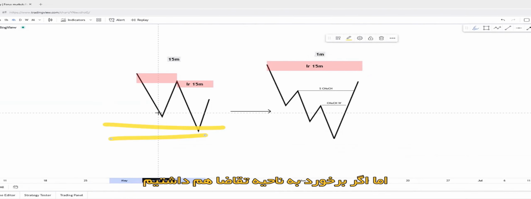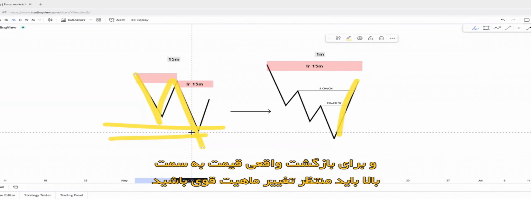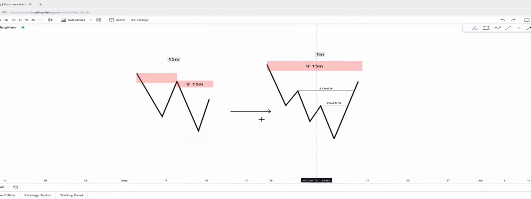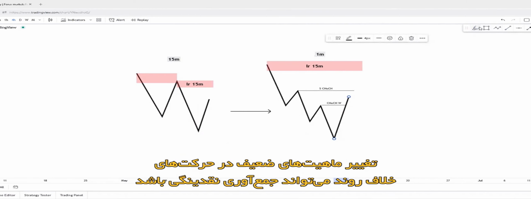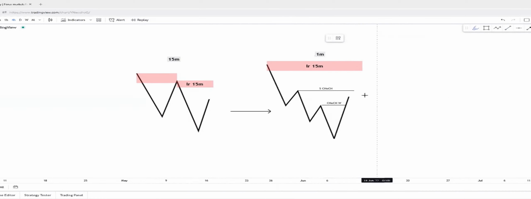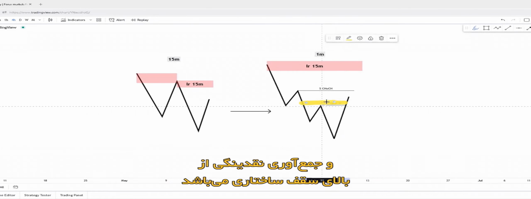But even if there was any demand tap, you still have to wait for a strong change of character, because the main trend is bearish. And you have to wait for a strong change of character in order to really reverse price to the upside, because there's a high probability that price won't reverse after the weak change of character. Basically, this weak change of character in the counter trend can actually be considered a liquidity collection. So this weak change of character isn't even a weak change of character. It's just a liquidity collection of this high point.